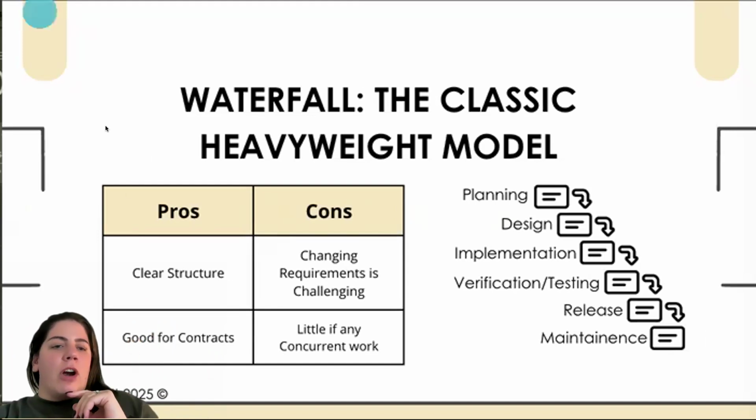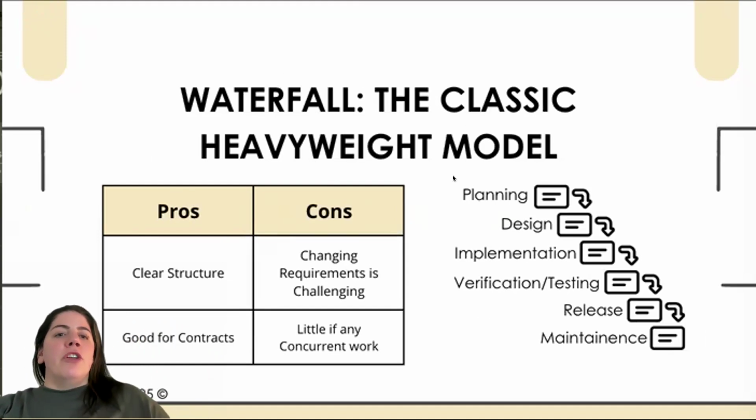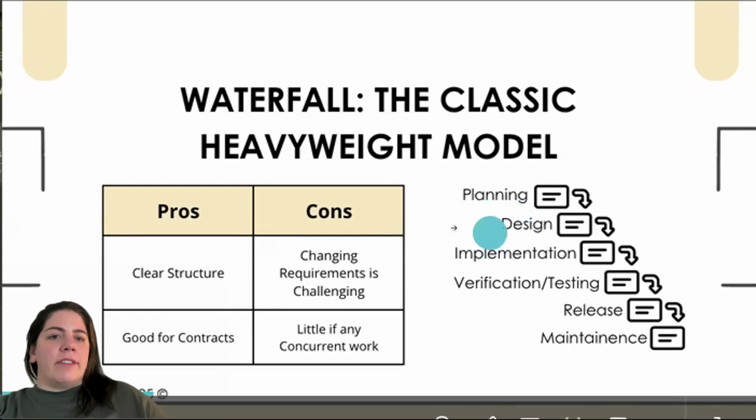Okay, so this is a classic model here. We can see that we've got some pros and cons regarding this waterfall methodology. Each of the 6 stages that we talked about are listed over here: planning, design, implementation, testing, release, and maintenance. If you don't remember what these stages are, go back to the previous video 1.2 and you can read about them.